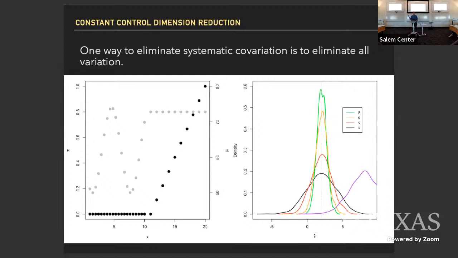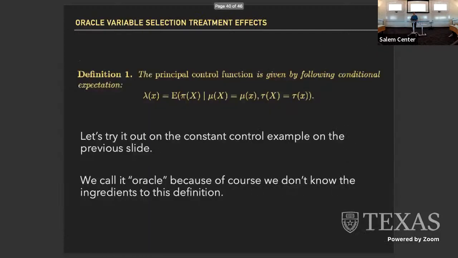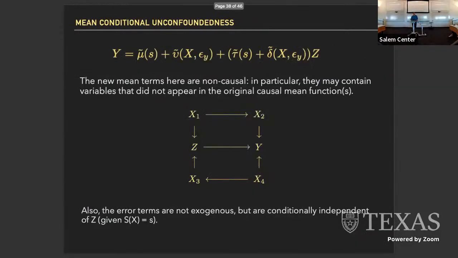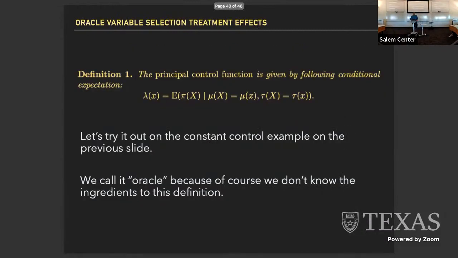But this is tricky because in order to do this, you need to know mu and tau and pi, and you don't typically know this, right? But in principle, you do. So the result is a sort of oracle result in the sense that it's based on stuff that we can't possibly know, but if we did, this would be the right answer.